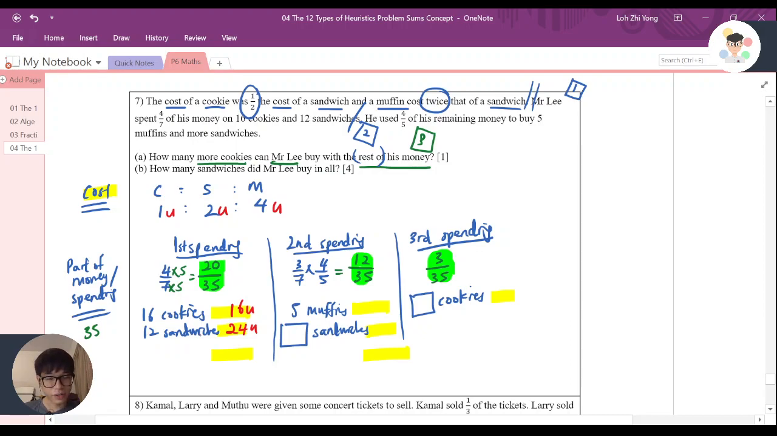And 12 sandwiches give us what? 12 sandwiches actually give us 24, right? So if you add up together, 16 unit plus 24 unit, I know is 40 unit. This is the total cost for our first spending.